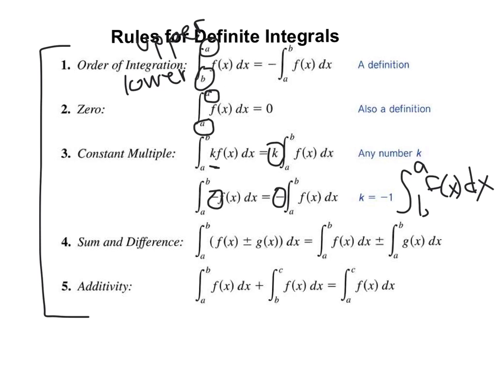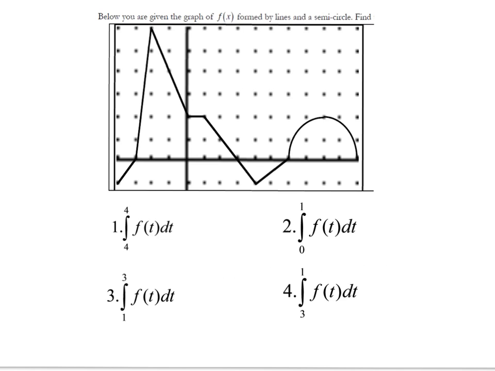Lovely. Now sum and difference: if you've got an integral where the integrand is a sum of 2 functions, you can separate them and have the integral of one function plus or minus the integral of the second function. And additivity: if I'm adding 2 integrals, and you notice the integrand is the same function, then together from a to c, I have the value of the integral of my function. Now let's apply some of these rules to a couple of problems.